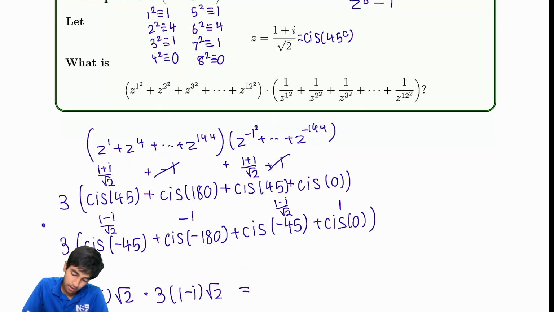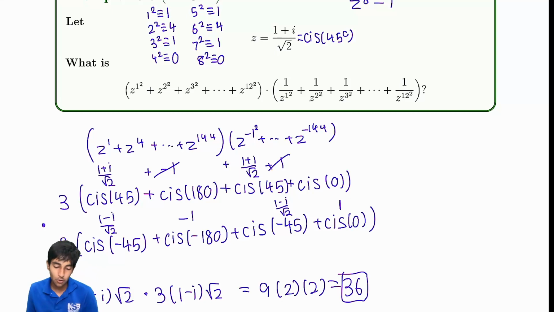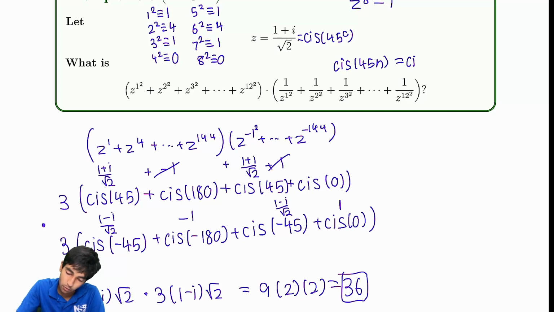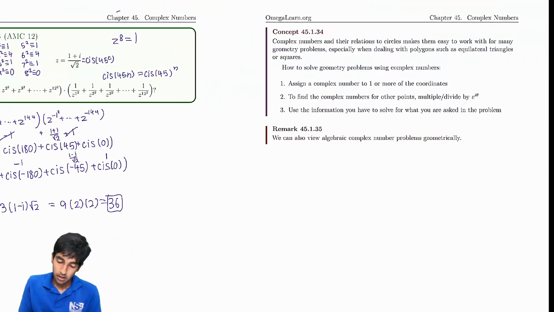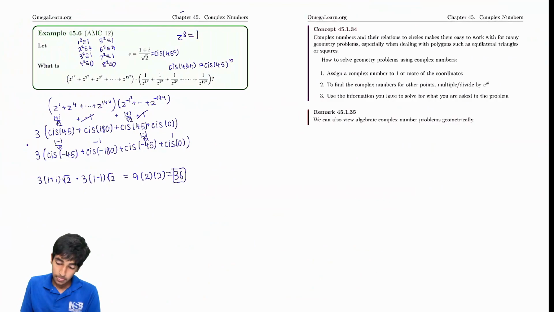And this is just 9. 1 plus I times 1 minus I is just 1 squared plus 1 squared, so 2, times 2. Our answer is just 36. We're done. Pretty cool problem, where the key idea is DeMoivre's theorem. We have cis of 45n is just cis 45 to the n. So we simplified all of this by realizing that all we care about is this exponent mod 8, because cis cycles every 8.